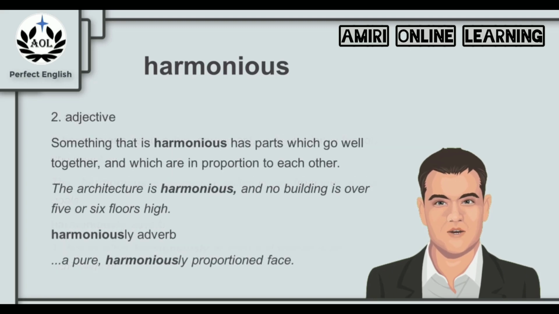And harmonious can also be used in a different context. Something that is harmonious has parts which go well together and which are in proportion to each other. For example, the architecture is harmonious and no building is over 5 or 6 floors high. We can also use harmoniously here. For example, we can say a pure, harmoniously proportioned face.